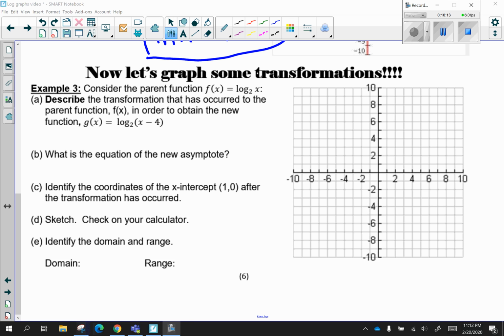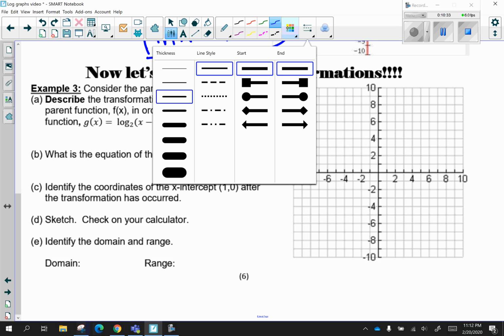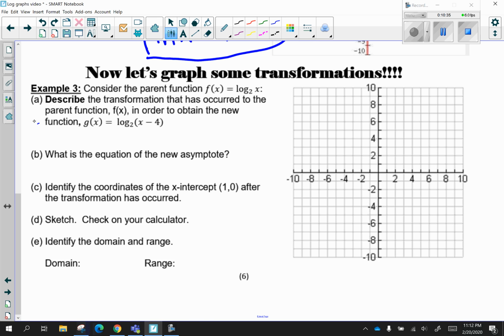Now let's graph some transformations. So let's look at example 3. Consider the parent function f of x equals log base 2 of x. Describe the transformation that has occurred to the parent function f of x in order to obtain the new function g of x equals log base 2 of (x minus 4). So first let's notice what kind of transformation is taking place. This minus 4 is on the inside of the parentheses, so we have an inside change.